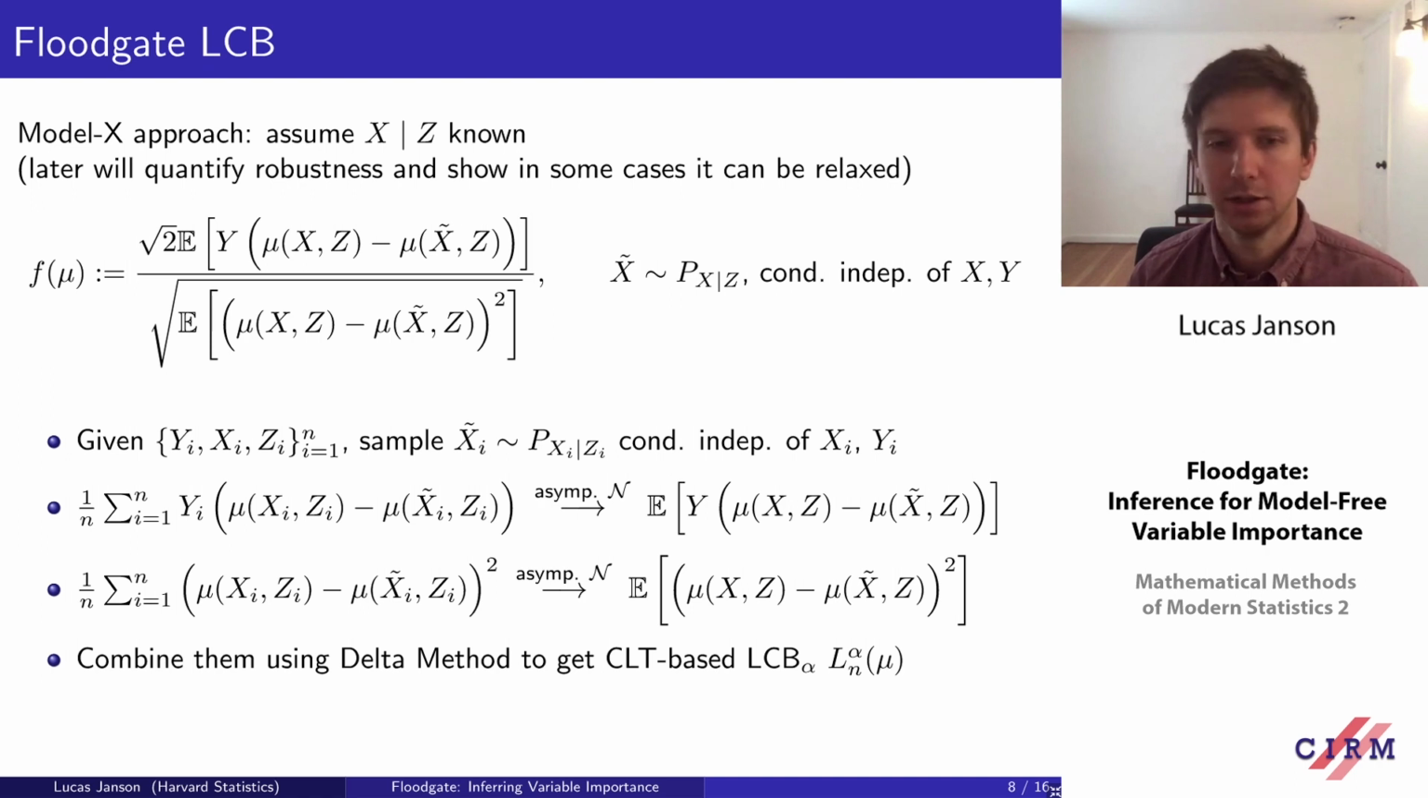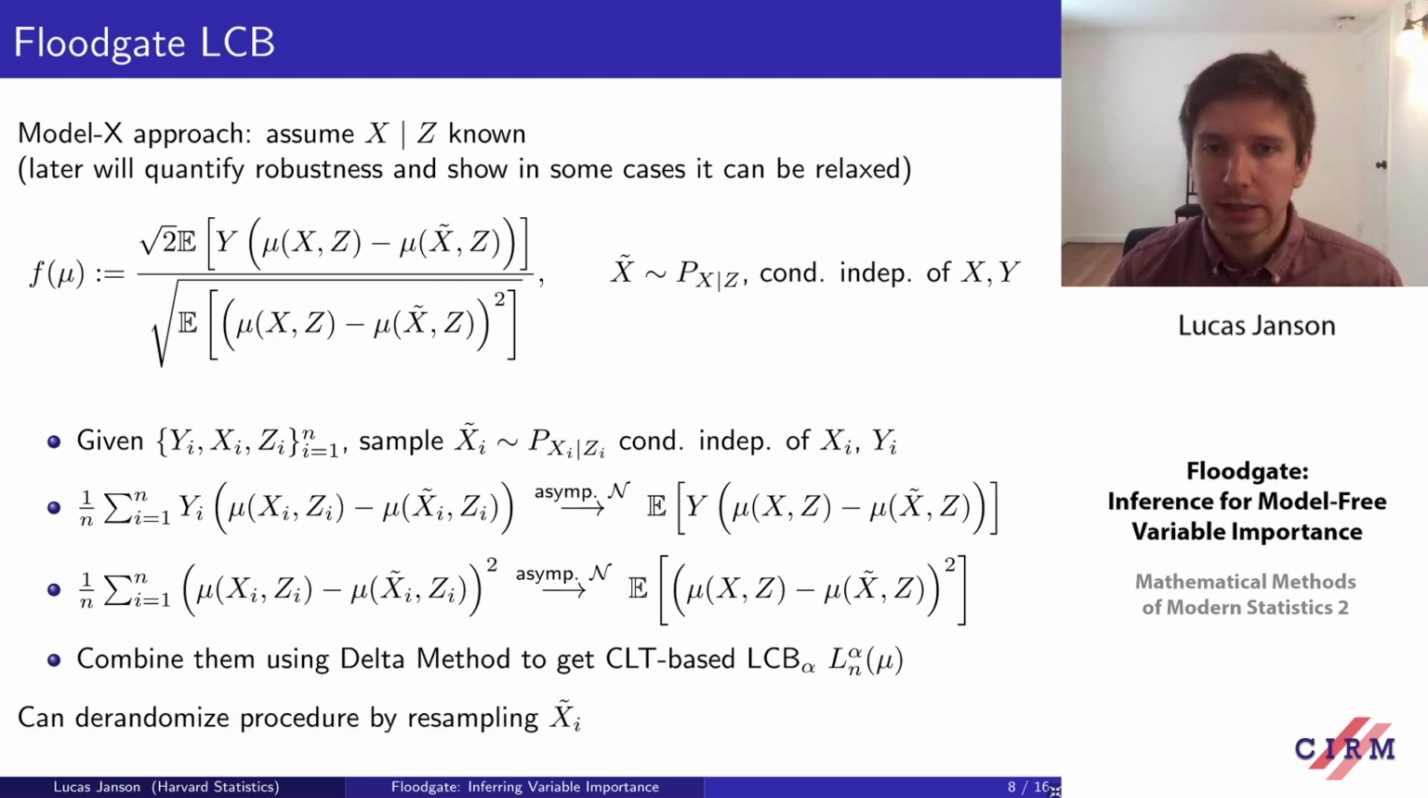And so we need the delta method in order to combine them, but we can do that. We use the delta method, we combine them, and so we can get an asymptotic normality result for estimating f of mu, which of course then means that we can use that central limit theorem to get a lower confidence bound, which we're going to call L sub n superscript alpha, where alpha is the level of the lower confidence bound, so that's coverage 1 minus alpha of mu.